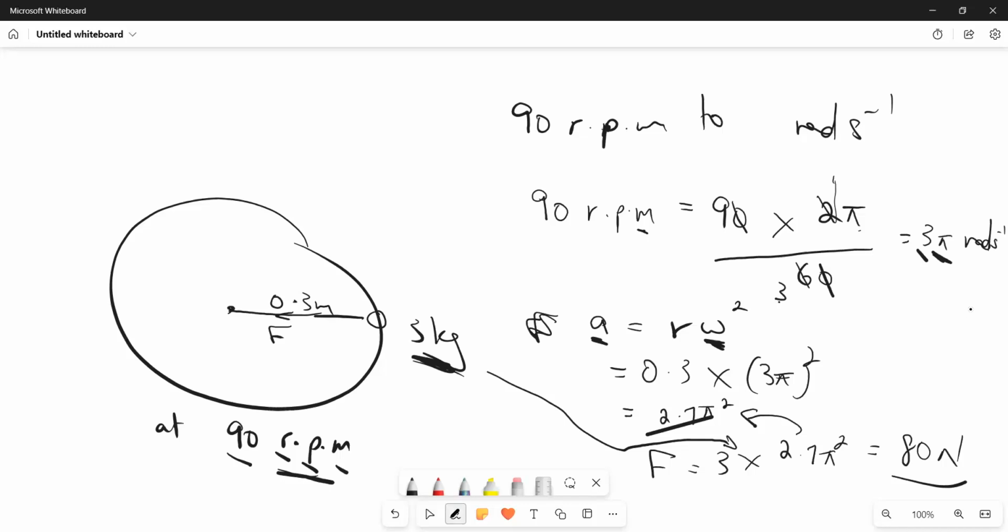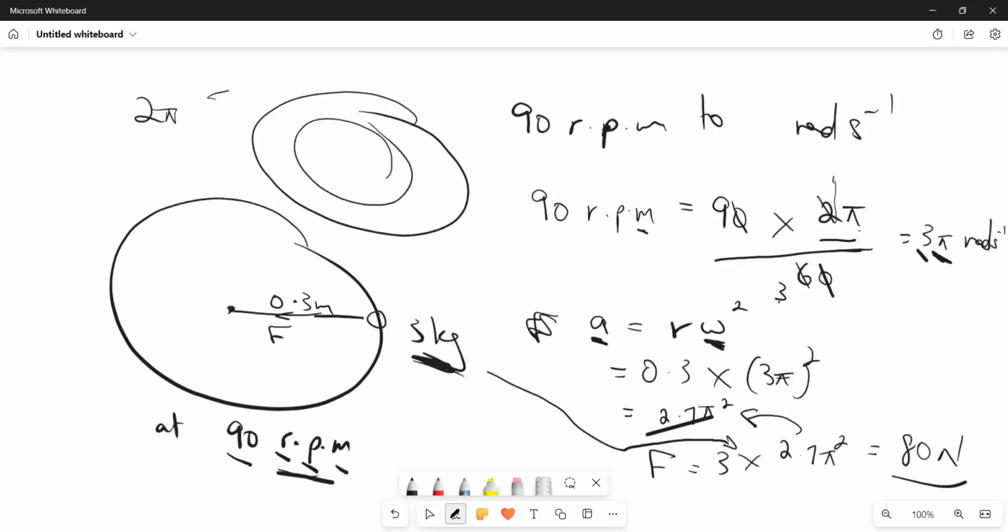Remember, 1 revolution is 2 pi, right? 1 complete revolution of a circle is 2 pi radians, which is equal to 360 degrees. So if something rotates a complete circle, it has actually covered 2 pi radians. So 90 revolutions will be 90 times 2 pi radians. And then remember, you have to change the minutes to seconds.